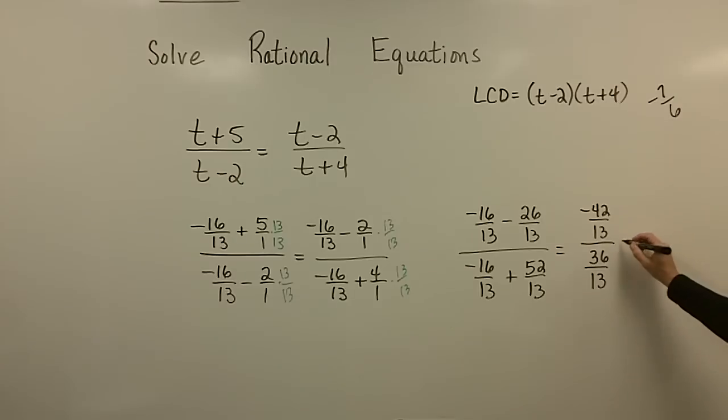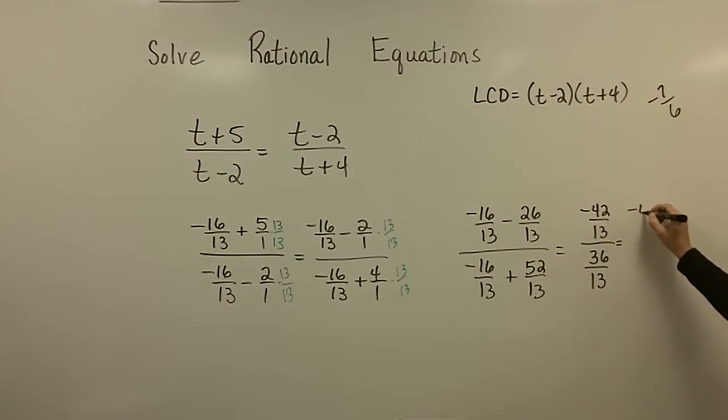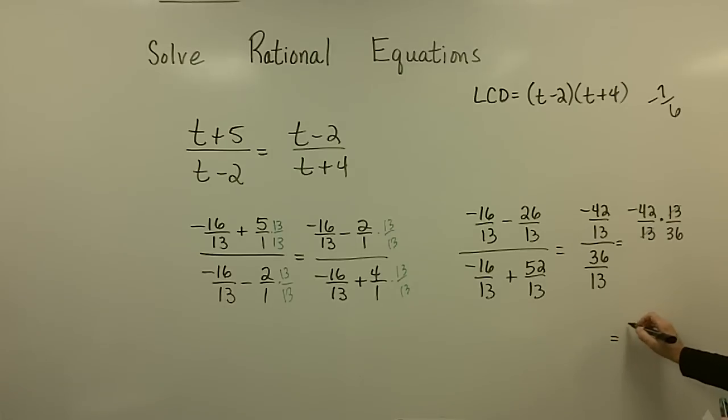All right, and then I'm going to multiply by the reciprocal, so I've got a negative 42/13, and I'm going to multiply by 13 over 36, and these are going to reduce, and so my result for the right side of this fraction is a negative 42 over 36. I believe 6 goes into each of those, 7 times upstairs and 6 times downstairs.